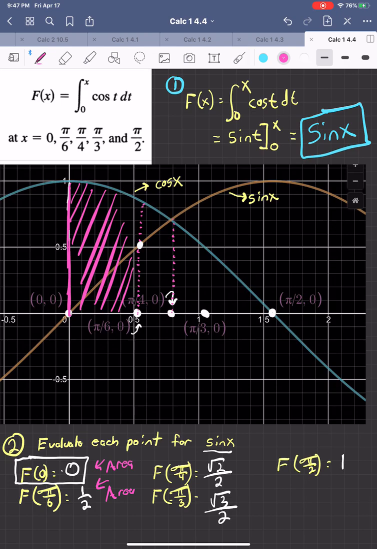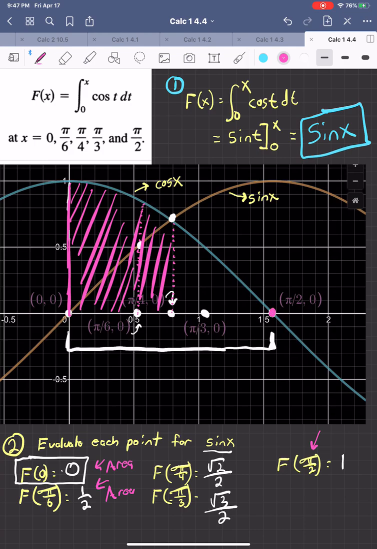All right, now, of course, sine of pi over 4 is just the square root of 2 over 2, which is also the area under the cosine curve from 0 to pi over 4. And now, do you see how, as you move from 0 all the way out to pi over 2, let's just jump to the end. So, we're going to jump right all the way to pi over 2. So here's pi over 2.